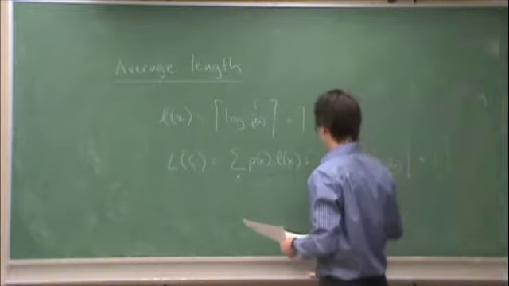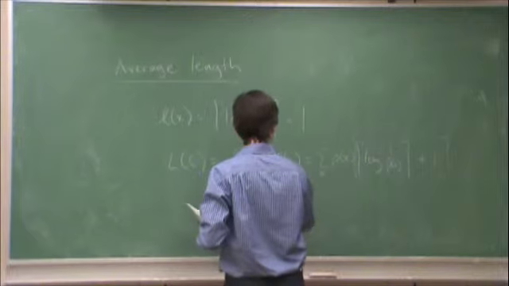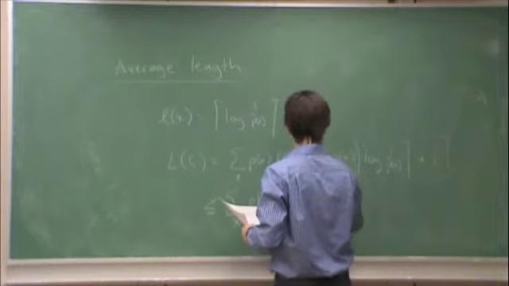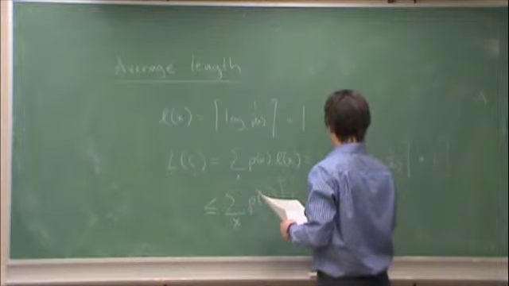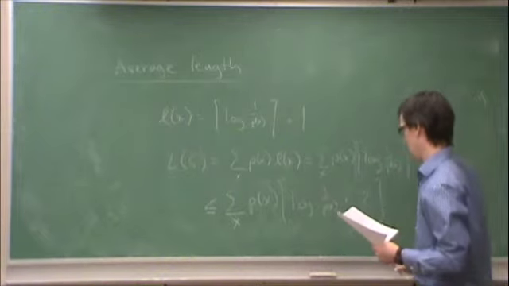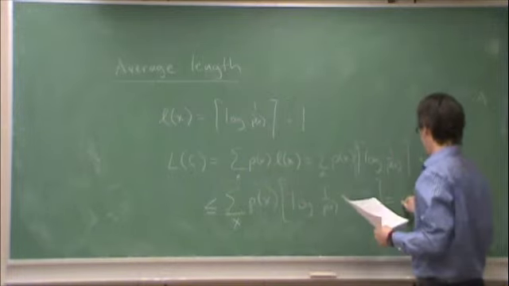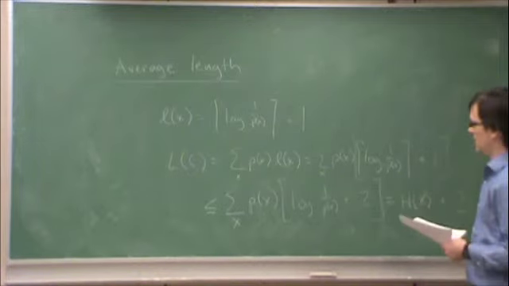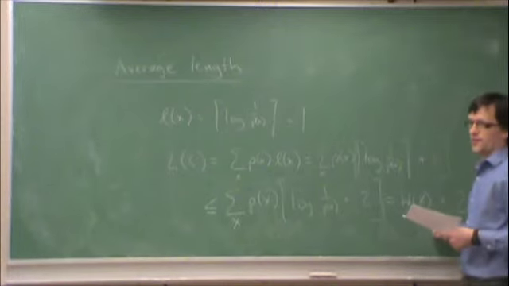Okay, so this is less than or equal to the sum over x, p of x, and if I get rid of the ceiling, on the right here I have log 1 over p of x plus 1 plus 1, which is 2. Okay, there we go. Which is equal to the sum over x, p of x log 1 over p of x, which is the entropy, plus 2. So the average length of the Shannon-Fano-Elias code is no more than entropy plus 2 bits.